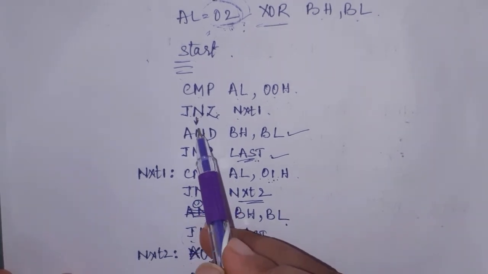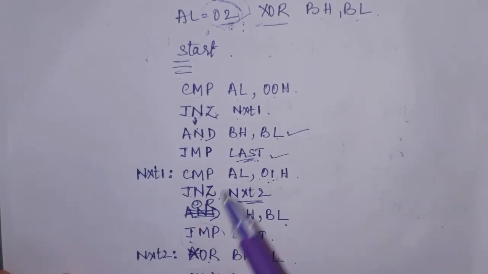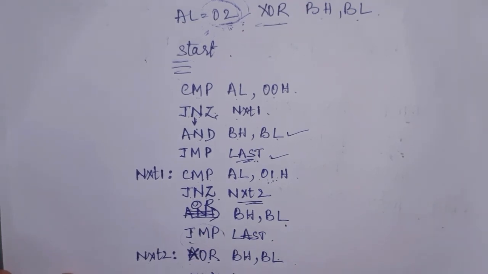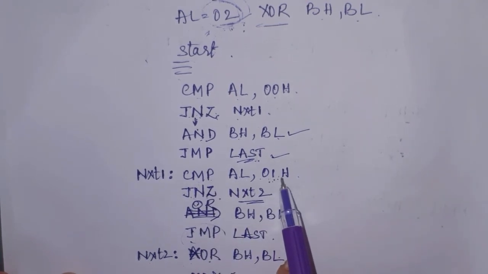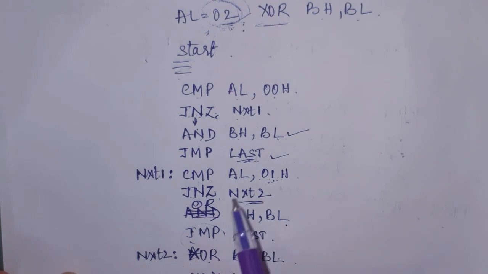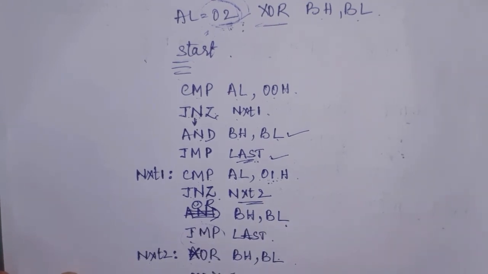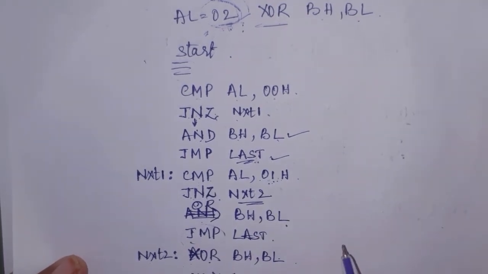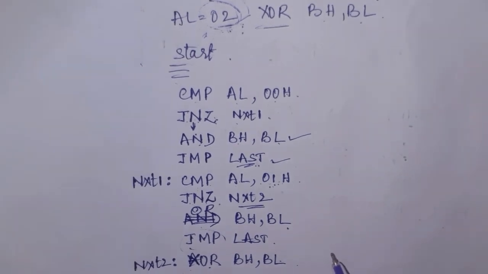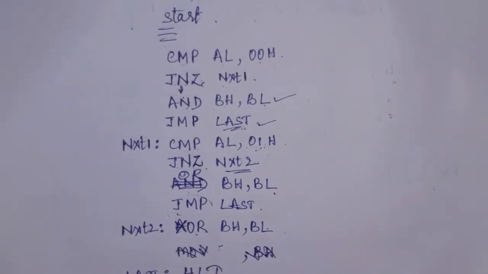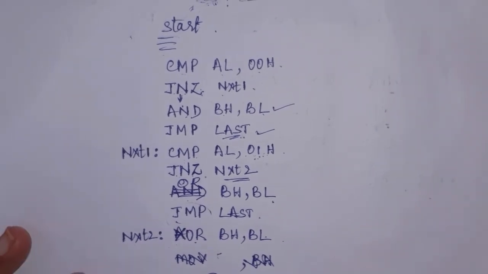If it is 0, AND these two contents and come out of the program, to the end of the program. If it is compared with 01 and equal, then OR and come to the end of the program. So this is how you can write a program using conditional and unconditional jump instructions. Okay, so let's continue with some more branch instructions in the next video.